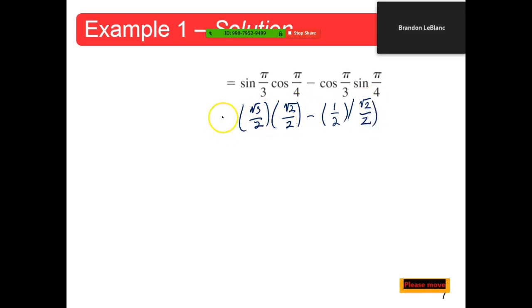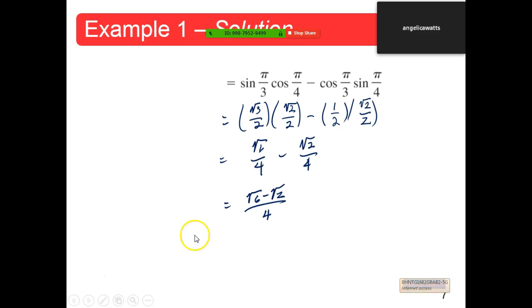And when you multiply these two together, you get square root of 6 over 4 minus the square root of 2 over 4, which is the square root of 6 minus the square root of 2, all divided by 4. Exactly what we got before. So it didn't matter which two of those you chose. As long as the difference was pi 12ths, it still works.